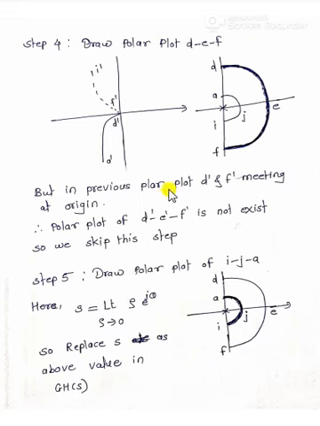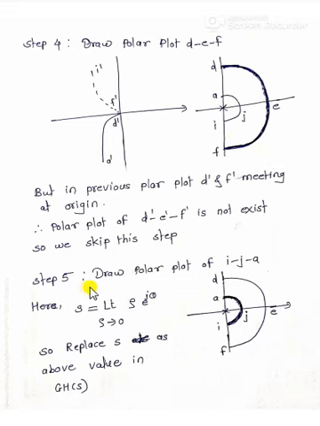So now the next polar plot is for DEF. But in the previous plot, D dash and F dash meet at the origin, so the polar plot of D dash E dash F dash does not exist. So we are skipping this step for finding the polar plot of DEF.